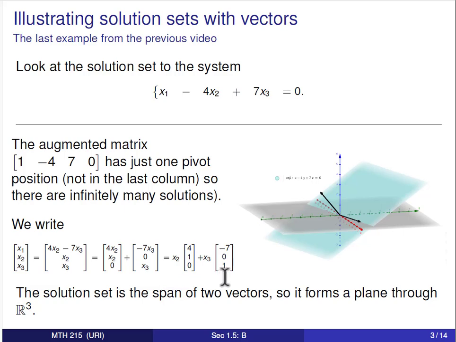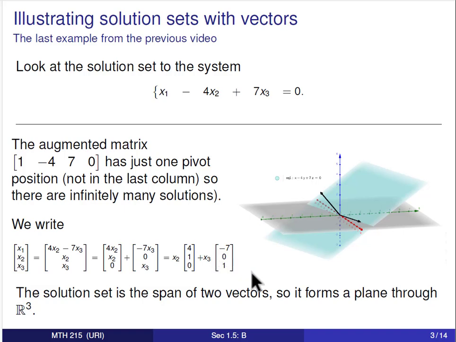Now, if you didn't watch the last video, hopefully you're able to follow what's been going on here. But what we want to pay attention to now is that this last expression, x2 times (4, 1, 0) and x3 times (-7, 0, 1), is a linear combination of the two vectors shown here. And our solution set is the set of all possible linear combinations, or in other words, our solution set is the span of these two vectors.